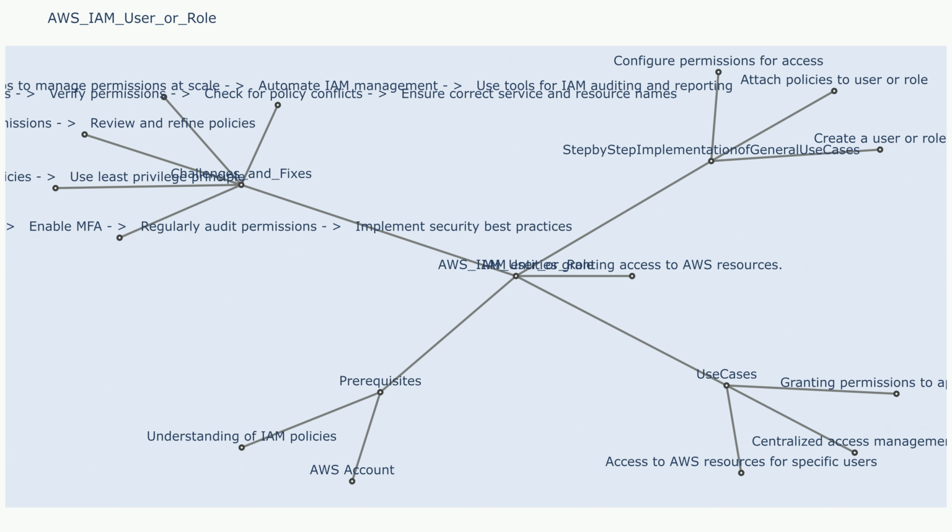Automate IAM management. Use AWS tools and services to automate IAM management tasks. This will help you to manage IAM more efficiently. Use tools for IAM auditing and reporting. Use tools like CloudTrail and CloudWatch to audit and report on IAM activity. This will help you to identify potential security risks and ensure that your IAM is properly configured.